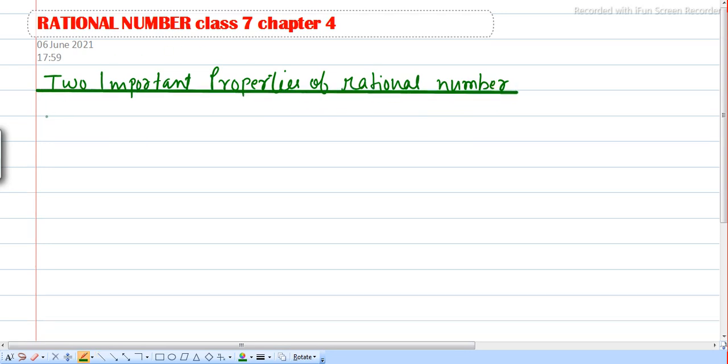Okay, so the first property goes like this. The first property is equivalent rational numbers. So you see, what is an equivalent rational number?